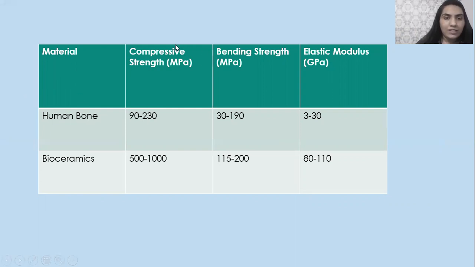Our human bone has a compressive strength of 92 to 30, bending strength of 30 to 190, and elastic modulus of 3 to 30 gigapascal. Whereas bioceramics has 500 to 1000 megapascals compressive strength, which is very much greater than the human bone, as well as when comparing bending strength and elastic modulus. So bioceramics is a unique synthetic material that is used for the repair and regeneration of bone at the defect site.